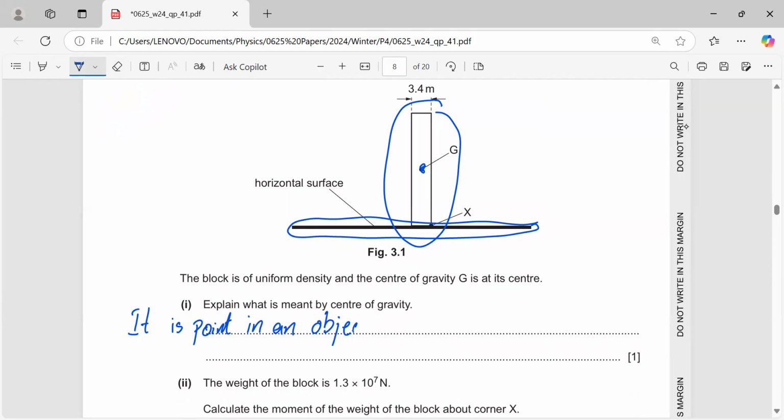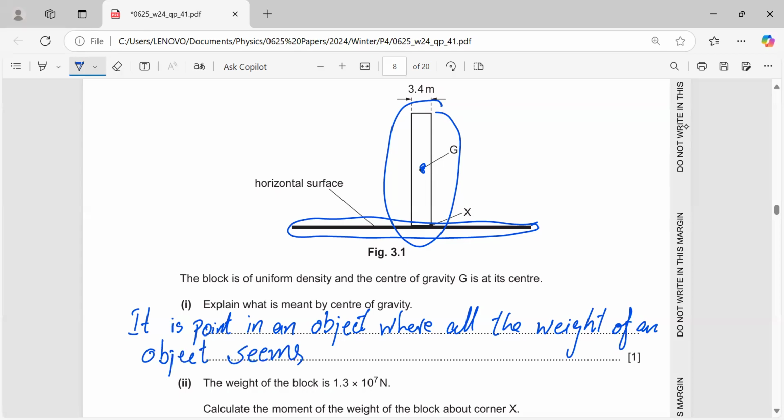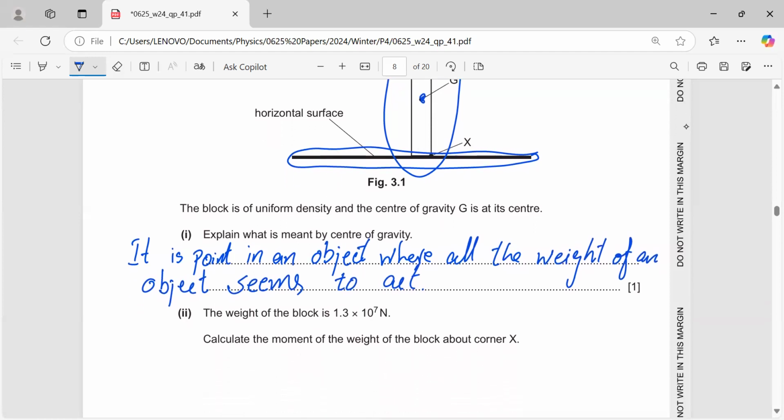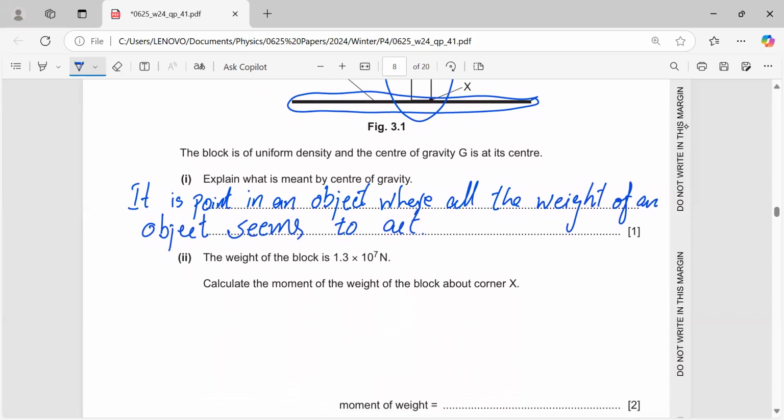It is the point in an object where all the weight of an object seems to act. This is called the center of gravity. So if we write this, definitely we will gain the mark.